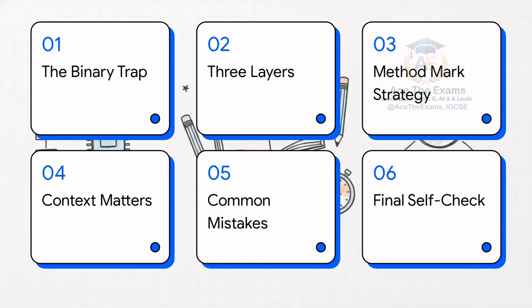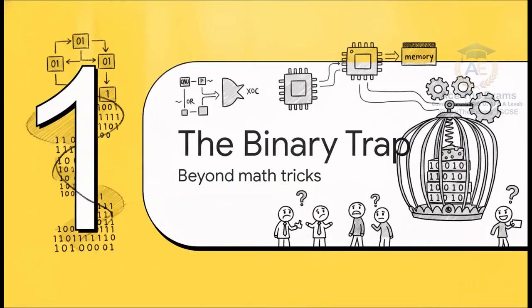To fix this, we need a solid flight plan. Here is our blueprint for today. We're covering the binary exam trap, the 3 layers of explanation, the method mark strategy, the importance of context, avoiding mistakes, and finally, your final self-check. Let's get into it. Starting with Section 1, the binary exam trap.